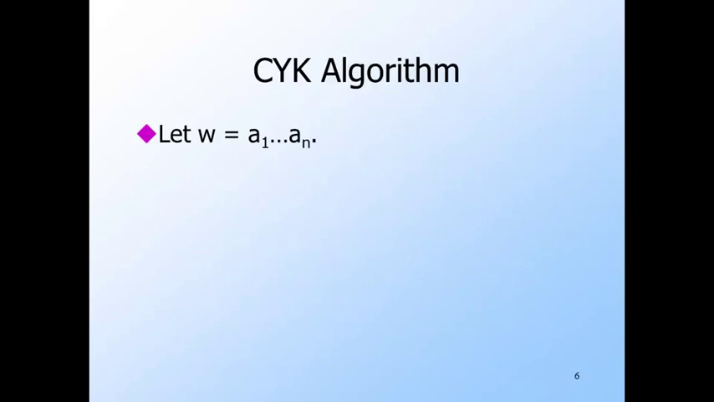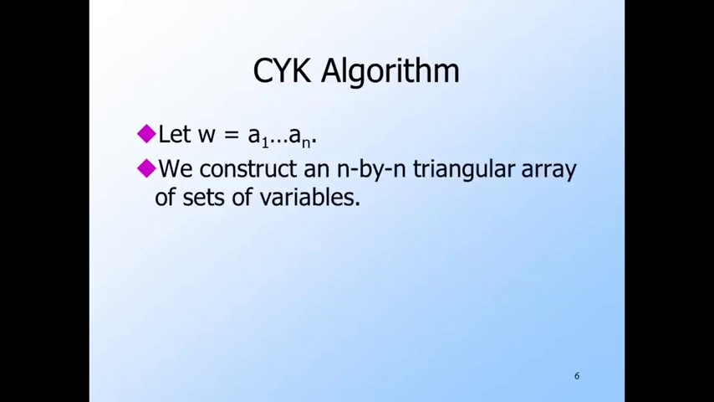Here's how the CYK algorithm works. Start with an input string of length n. Let a sub i be the symbol in the ith position. We're going to construct a triangular array with short sides each of length n. Each entry in the array is a set of variables of the grammar.